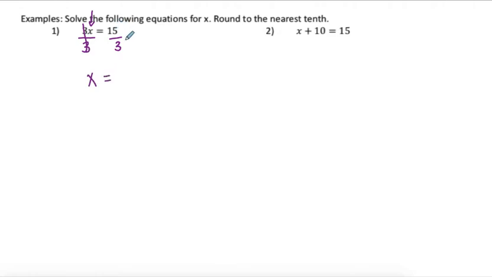Simplify on this side, 15 divided by 3. That does go evenly, so I don't need to round to the nearest tenth as indicated in my directions. And I get x equals 5.